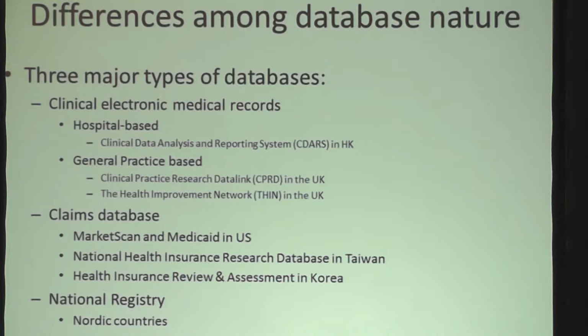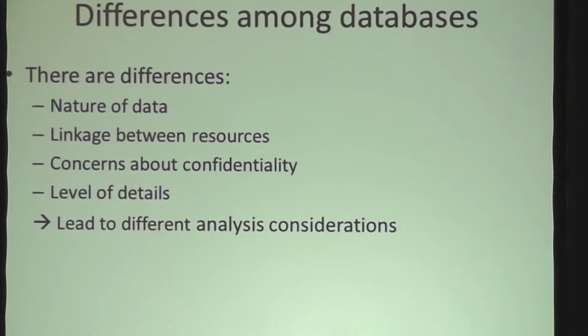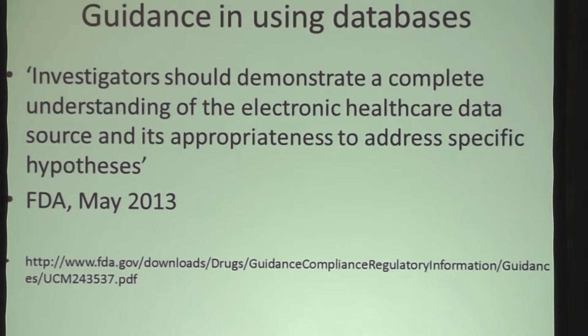The Korea one and the Taiwan one are national claims records that cover nearly all the population in that country, whereas in the US it's a little bit heterogeneous. That's why they work on the Sentinel system. Also in the Nordic countries, we have national registries. Because of the differences in the nature of data, language between data sources, concerns of confidentiality, differences among countries, and the level of detail captured in the database, all these reasons could lead to different analysis considerations when you do the same study in different sites. The FDA in 2013 set up guidance on using databases. One very important point is that we have to understand our data before we can use it.